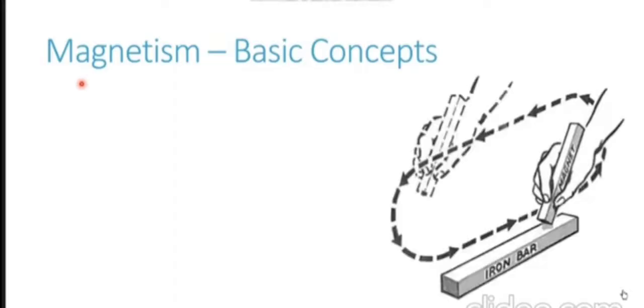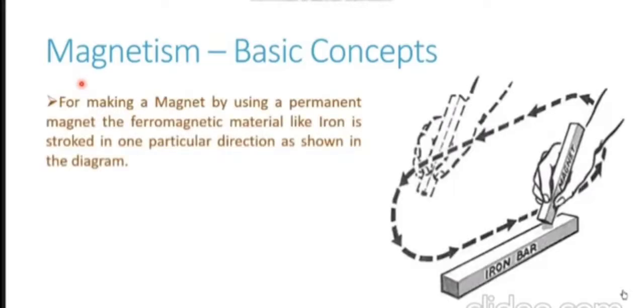Let's first discuss the first method by which we can convert a ferromagnetic material into a magnet. The first method is by use of permanent magnets. For making a magnet from a ferromagnetic material by using a permanent magnet, the material like iron is stroked in one particular direction. As you can see in this diagram, we have an iron bar. This is not a magnet. This is a simple iron bar, and we want to convert it into a magnet.